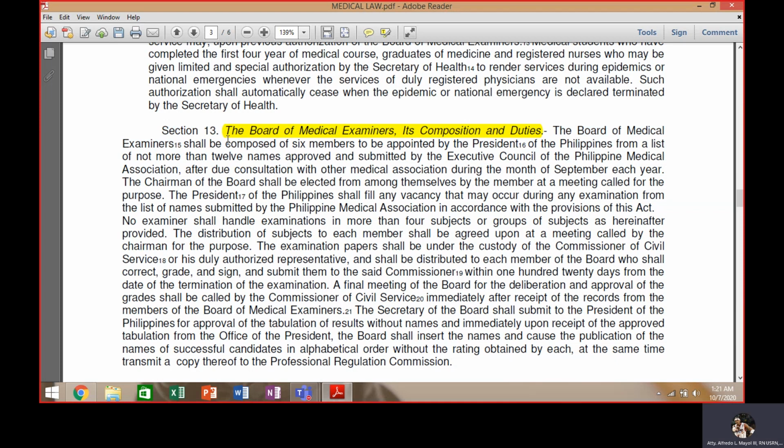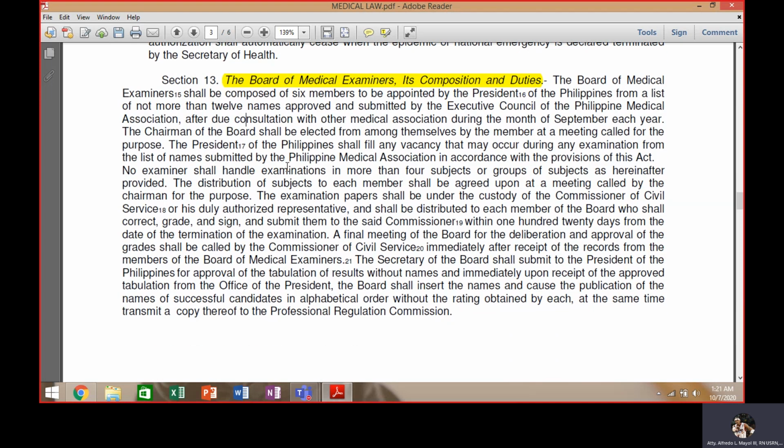Section 13. The Board of Medical Examiners, its composition and duty. So the Board of Medical Examiners is now under the jurisdiction of the PRC or the Philippine Regulatory Commission. Okay? They are the ones who will conduct the medical licensure examination. So the Board of Medical Examiners shall be composed of 6 members to be appointed by the President of the Philippines from a list of not more than 12 names approved and submitted by the Executive Council of the Philippine Medical Association or PMA. This is the mother organization of the doctors.